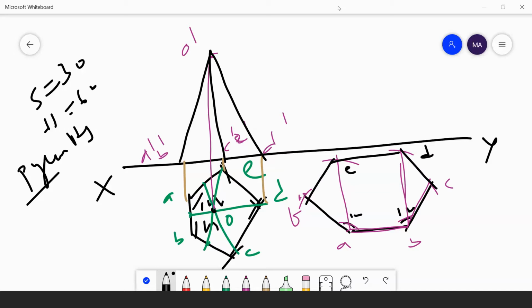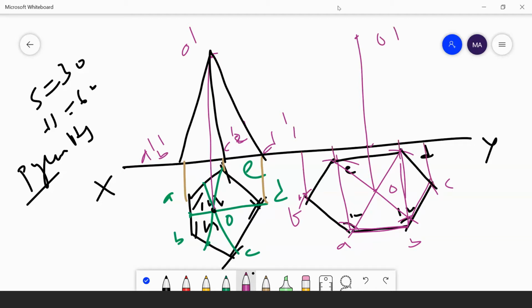This is my hexagon. After that, I need to mark the center. For marking the center, I am joining EB and AD. I will get a midpoint O. Understand? I am projecting this O up from the reference line, 60. I will get O dash. Then I am projecting all these points here.